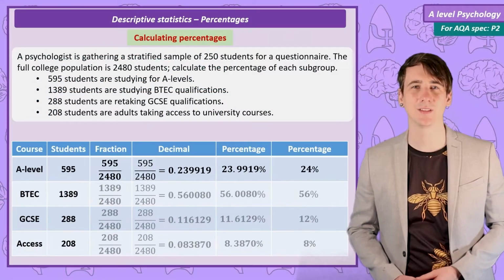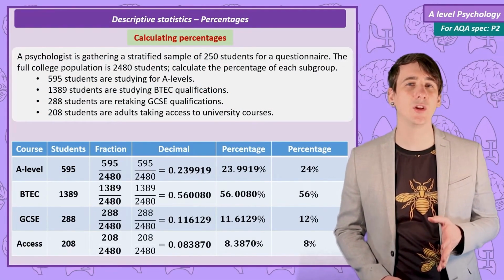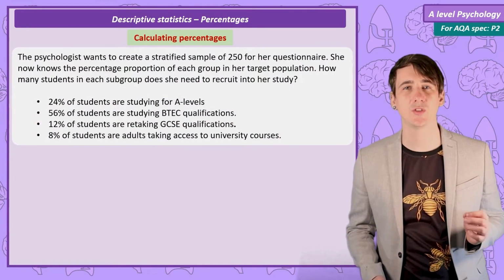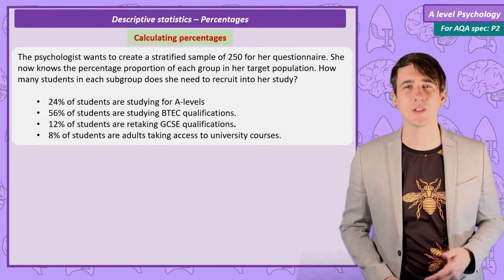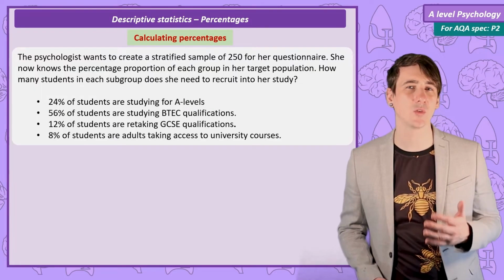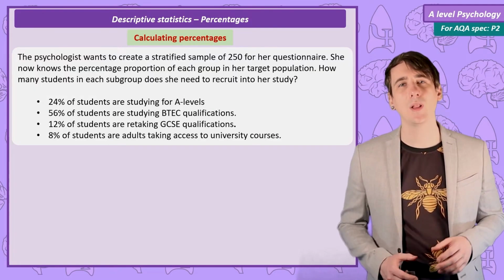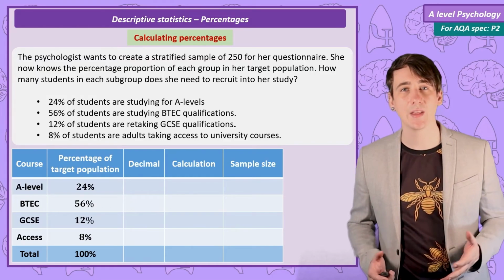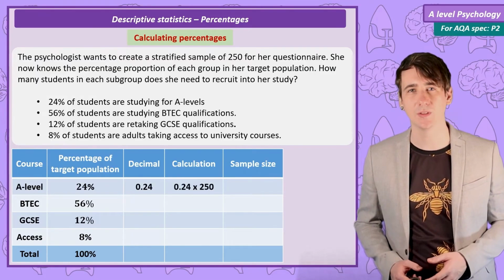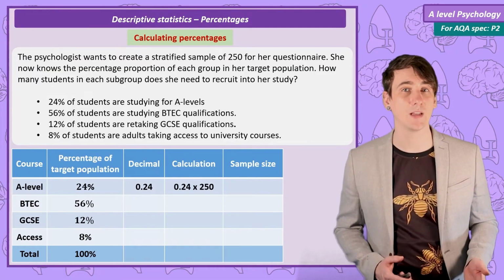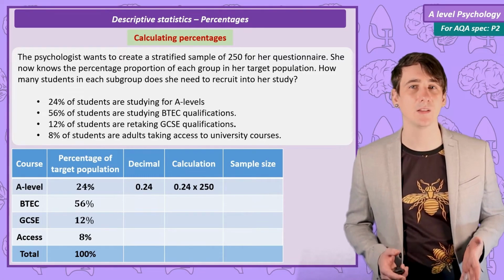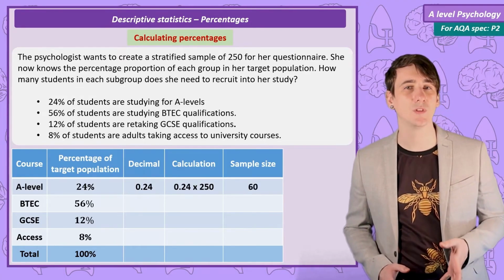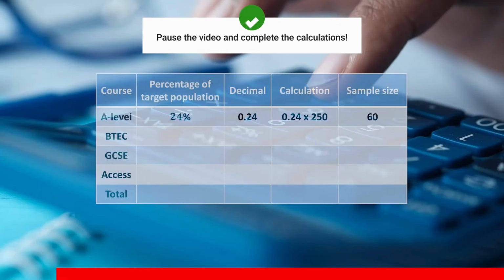Here are the percentages. Secondly, let's see what we need to do if you need to find the percent of a number. So you now know that the sample in the study is 250, and we need strata that are 24%, 56%, 12%, and 8% of this number. Well, the easiest way to work it out is to turn the percentage into a decimal, and then times the decimal by the number of participants. So we can work out 24% of 250 by multiplying 0.24 by 250, giving 60 participants who are in our A-level strata.